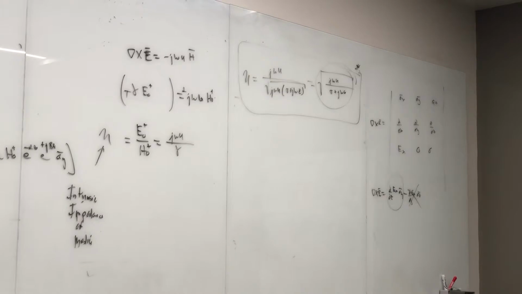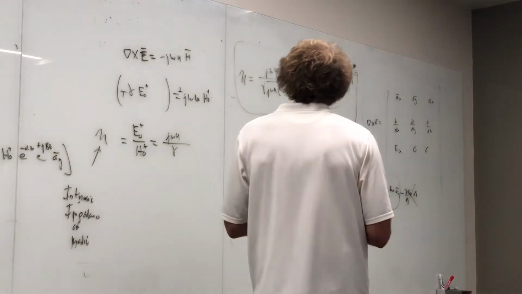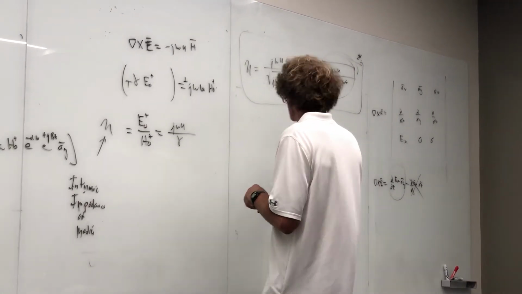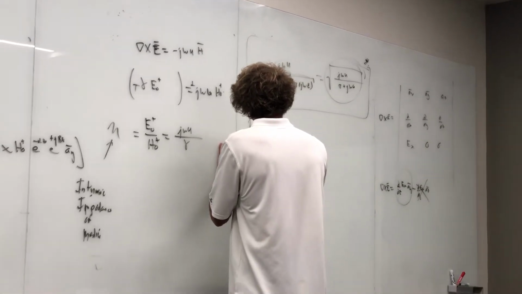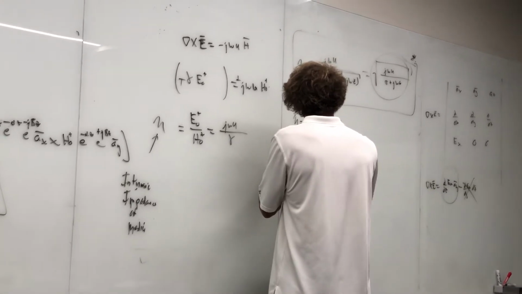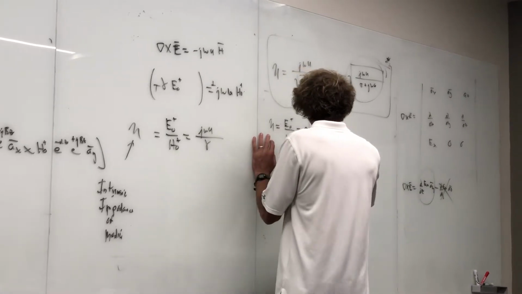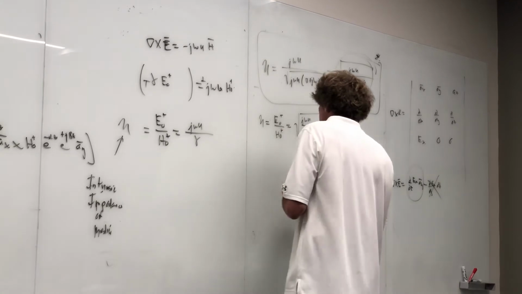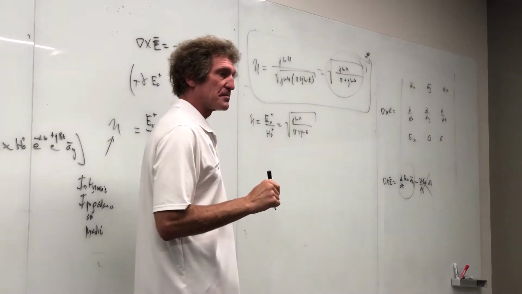Now, once we have that, we can also go ahead and do, and I'm going to say one thing. This right here is the ratio. This is eta, and it's equal to the ratio of E naught plus over H naught plus, which is equal to the square root of j omega mu over sigma plus j omega epsilon. That's always true. But you'll notice that's the ratio of E naught plus to H naught plus.